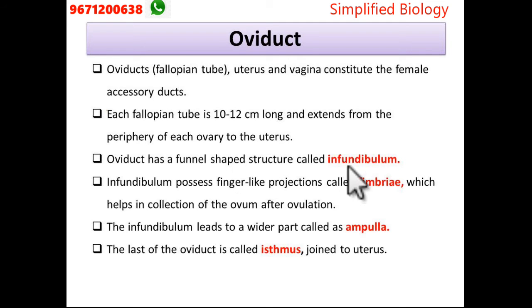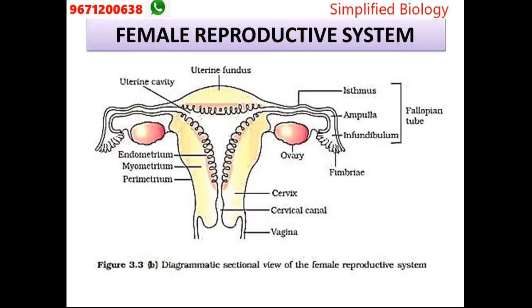The oviduct has a funnel shaped structure named the infundibulum, and it is attached to outgrowths named the fimbriae, which help to collect the ovum from the ovary. After that there is a part named the ampulla. What is its name? Ampulla. And that ampulla is joined with the isthmus.